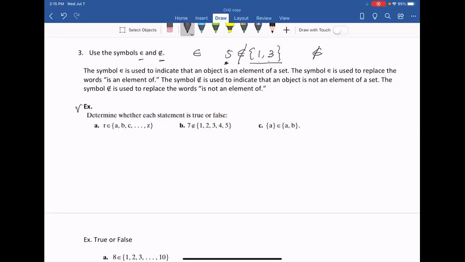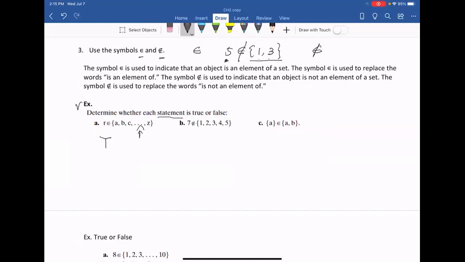Determine whether each statement is true or false. Number A, R is an element of A, B, C, D to Z. This is the English alphabet. So there is an R here in the set. So this is true because R is in the English alphabet, 26 letters. Number B, 7 is not in the set. This is correct. You can't find 7 in the set.